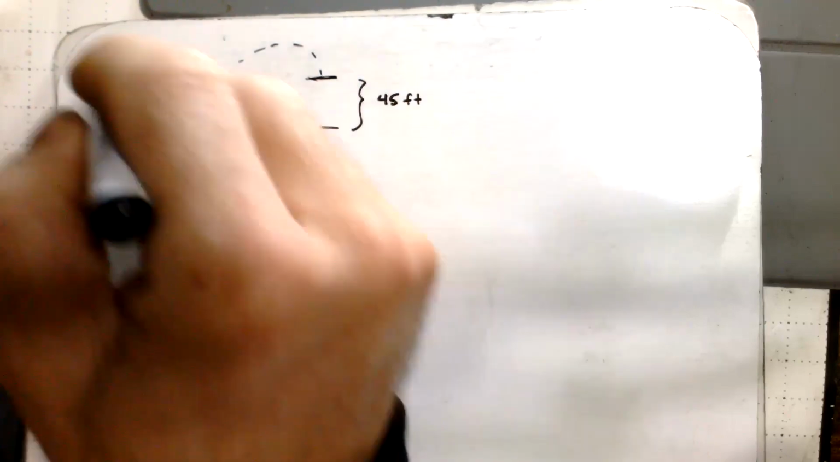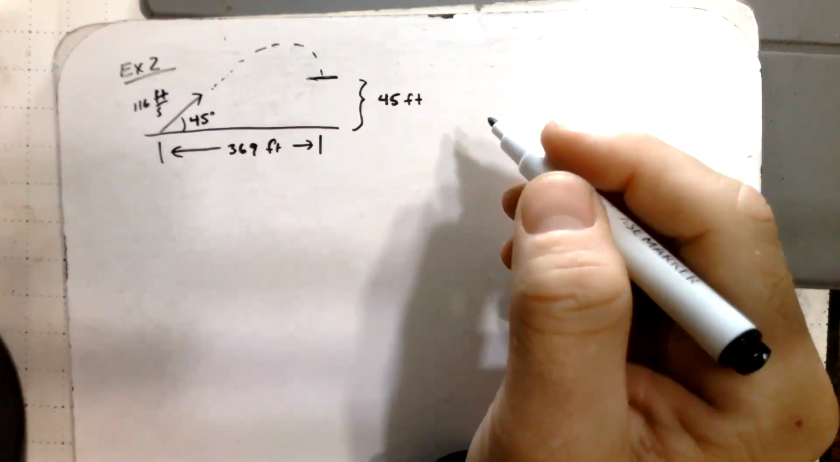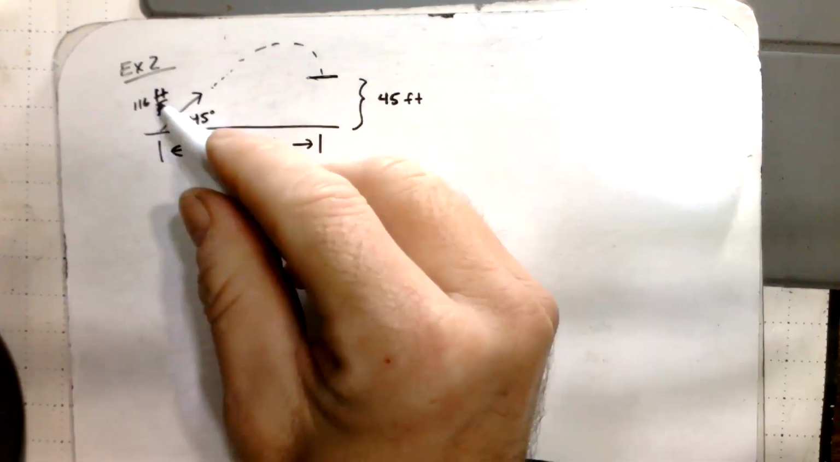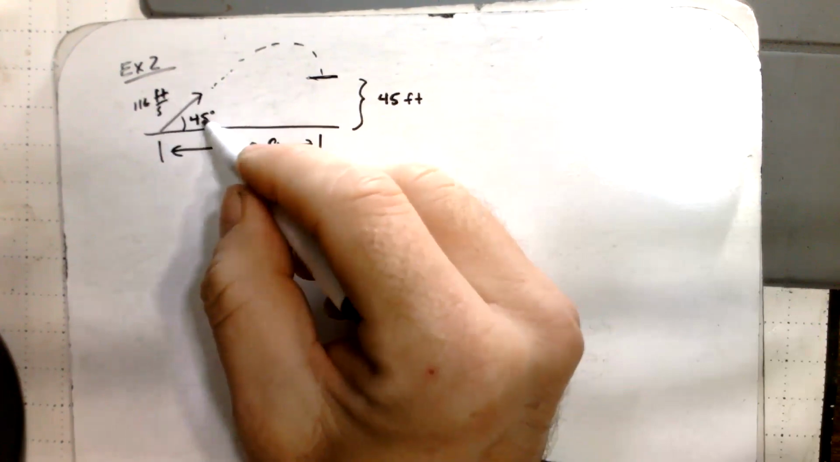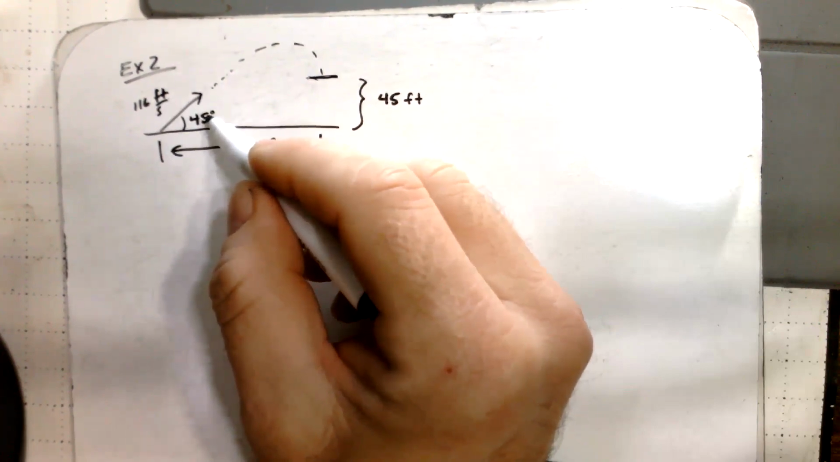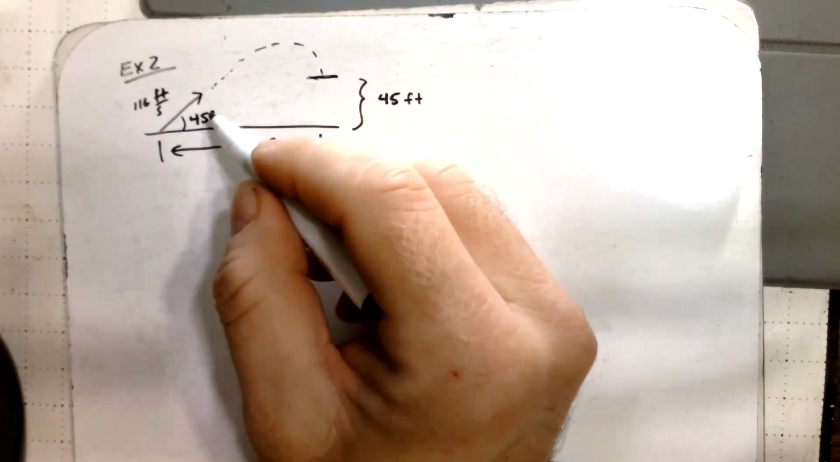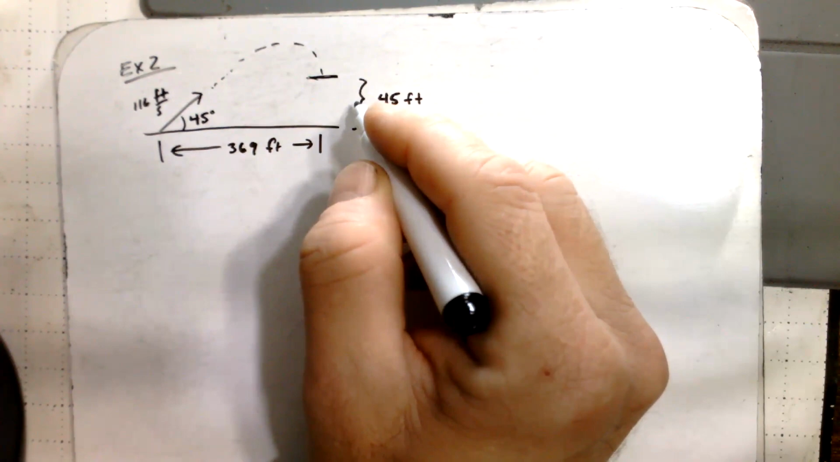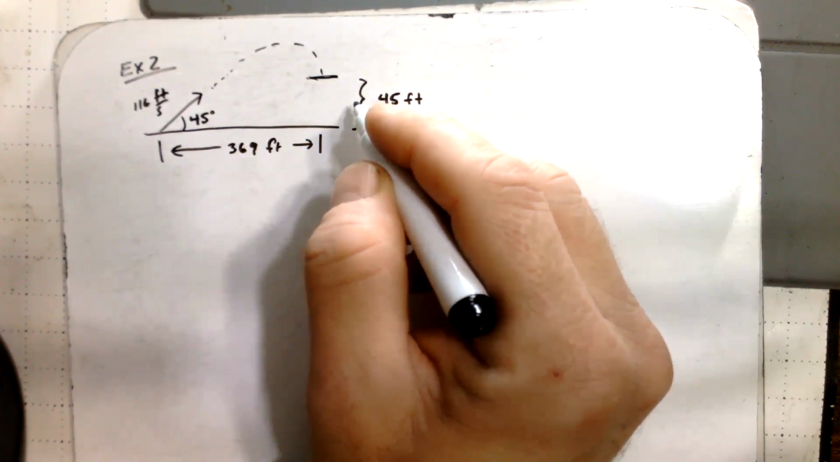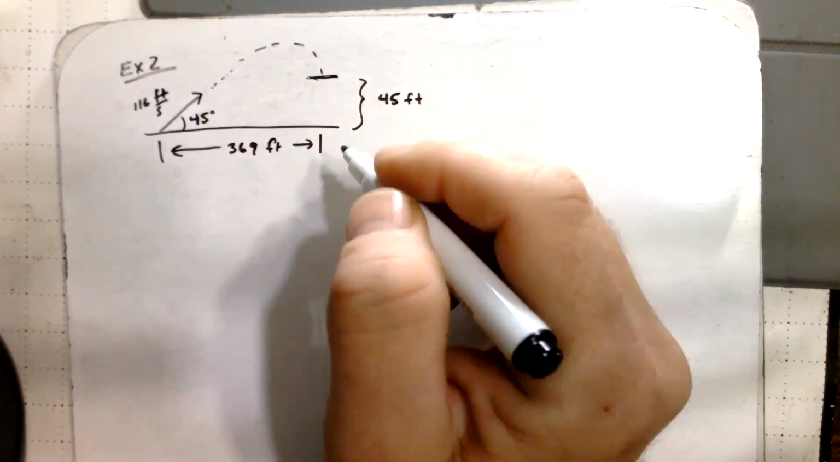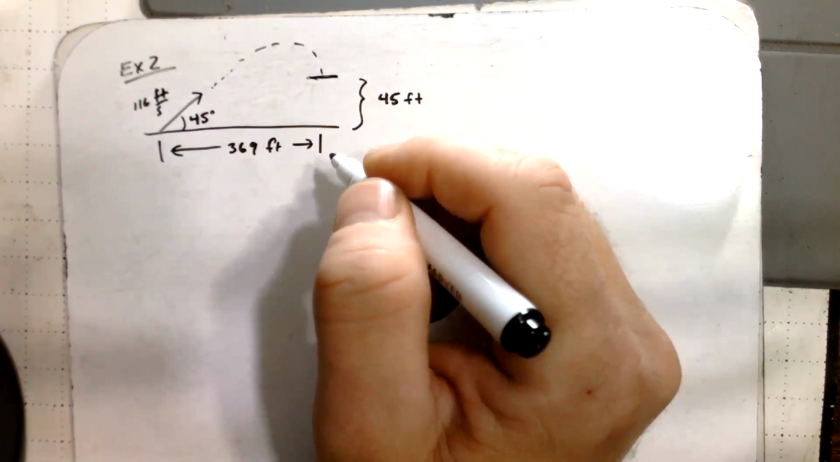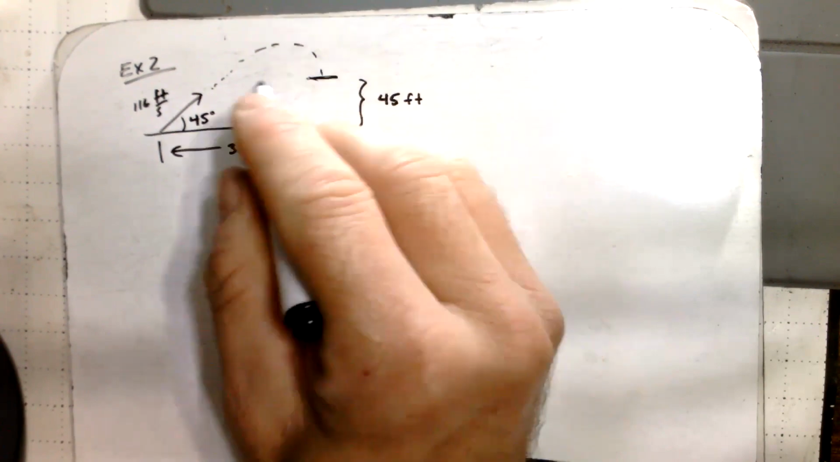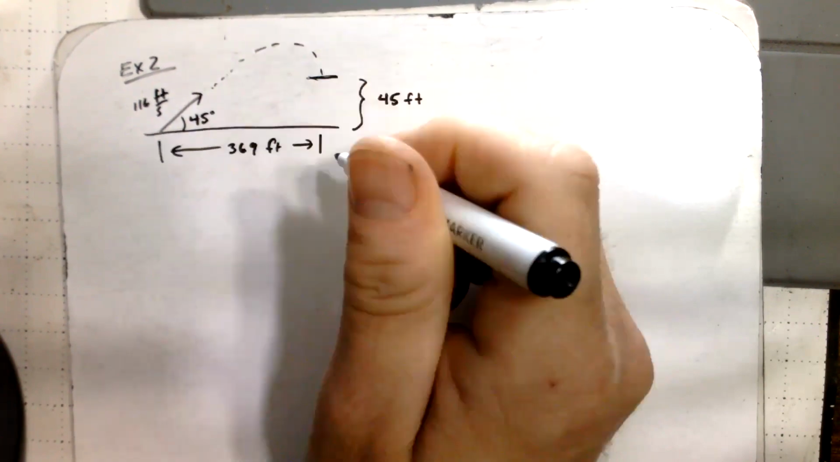In this example, this is example 2. It says a golf ball is hit with an initial speed of 116 feet per second at an angle of 45 degrees above the horizontal from a tee on a green that is elevated 45 feet above where the ball is hit. Assume that the pin is 369 feet downrange. Where will the ball land in relation to the pin? So we want to know where the ball lands in relationship to the pin there.